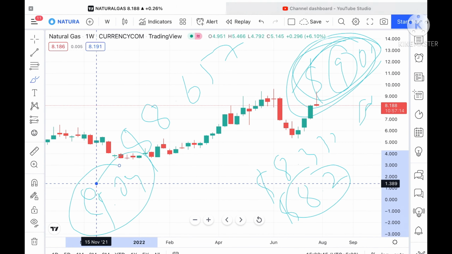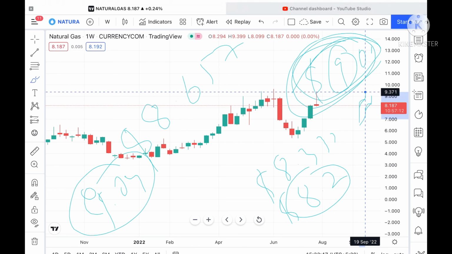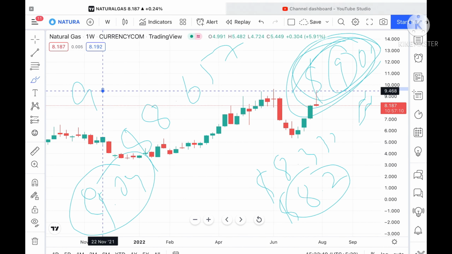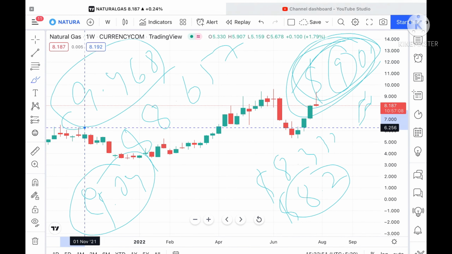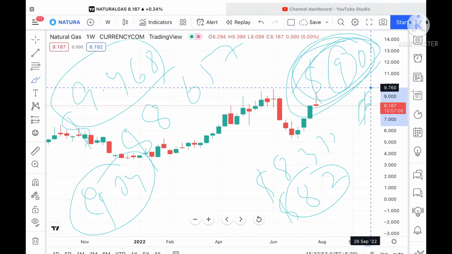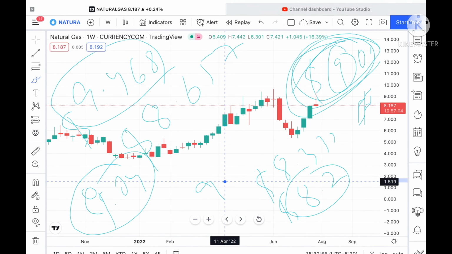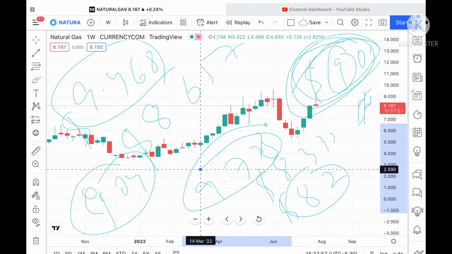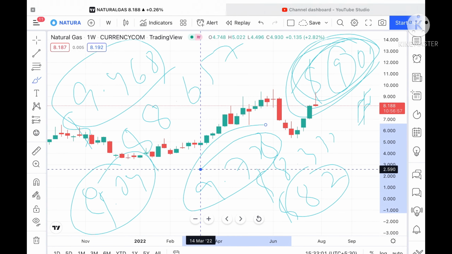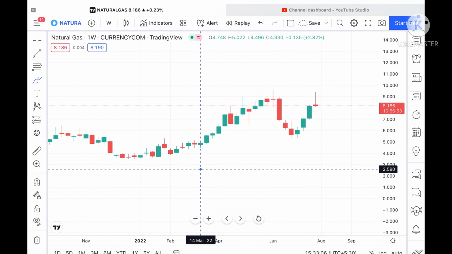This level, $9.04, is a weak resistance, so the probability is very high. We can see it go further upside towards a level of $9.468, and from there further high towards a level of $9.728. If that level sustains, we can see it go further high. Hope you understand this.